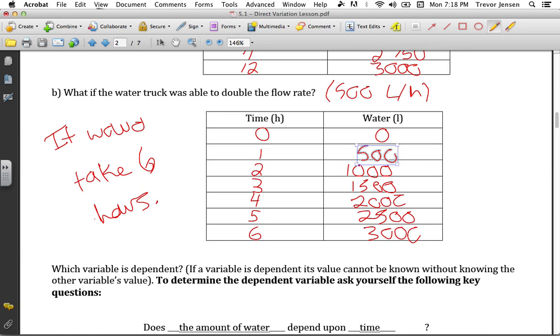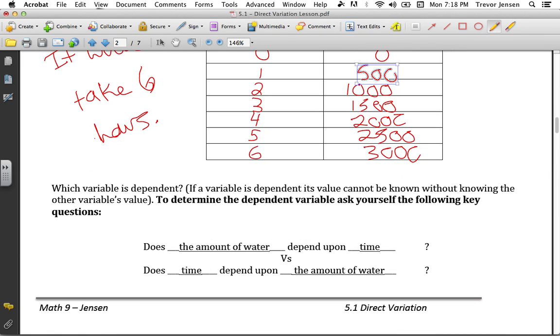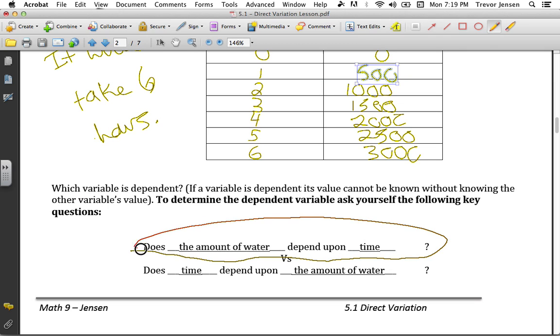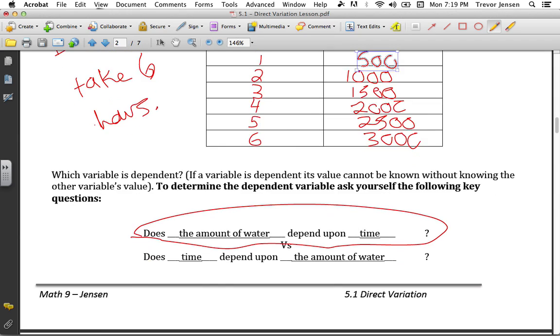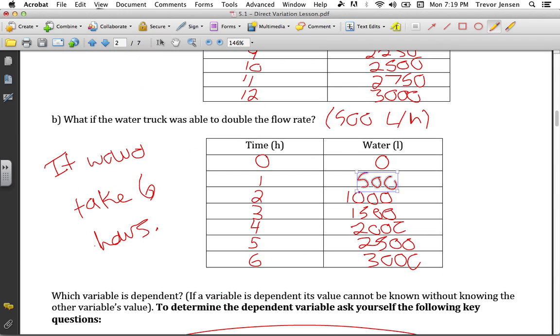So what I do to figure it out, to determine the dependent variable, ask yourself the following key questions. Does the amount of water depend upon the time, or does the time depend upon the amount of water? And the correct answer here is the amount of water in the tub depends on how long you've been filling it for. So the amount of water depends upon the time. So that means the amount of water is dependent and the time is independent. Okay, so I'll just label my table here.